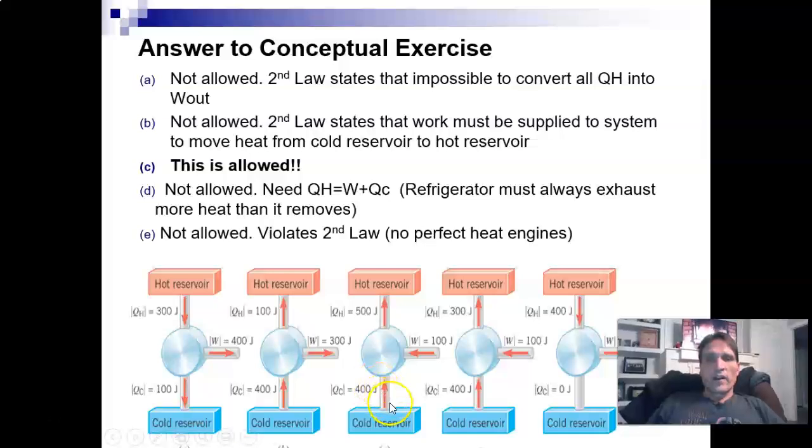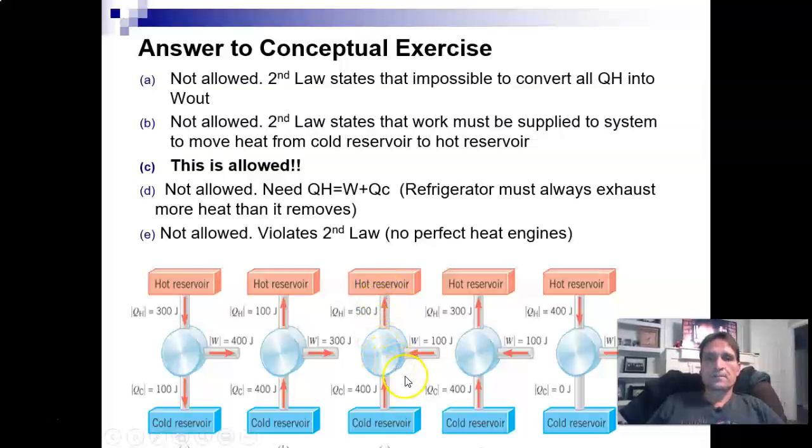Okay, so let's look at C. Again, this is a refrigerator. If you look at the directions of the arrows, we're taking heat from a cold reservoir and we're trying to pump it to a hot reservoir. So it's a refrigerator. Good. Work is going input into the system. Good, we need work. Let's add these up. 100 joules of work is needed to extract 400 joules of heat from the cold reservoir and exhaust 500 joules, which is the sum of the work plus QC, into the warm reservoir. So this one's okay. So C is allowed by nature.